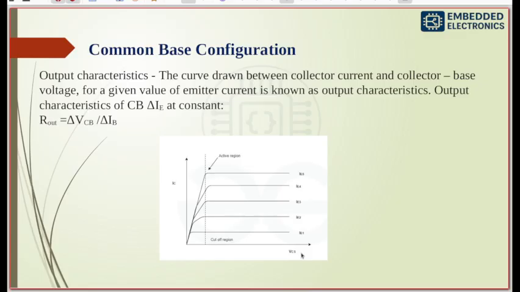For a given value of the emitter current is known as the output characteristics. So R out means delta VCB by delta IB. To find the value of this, you need to solve this graph and you will get these values.